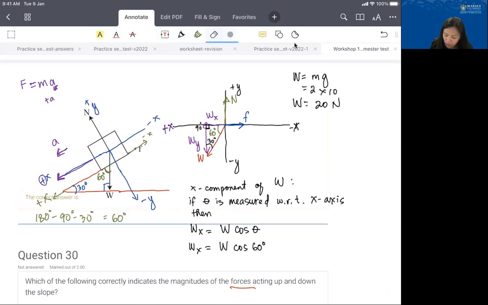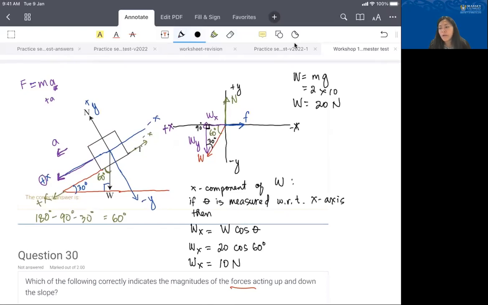So let me substitute the value of the weight force here: 20 newtons. So your x component will be cosine 60, which is 0.5, times 20, so 10 newtons for your x component.